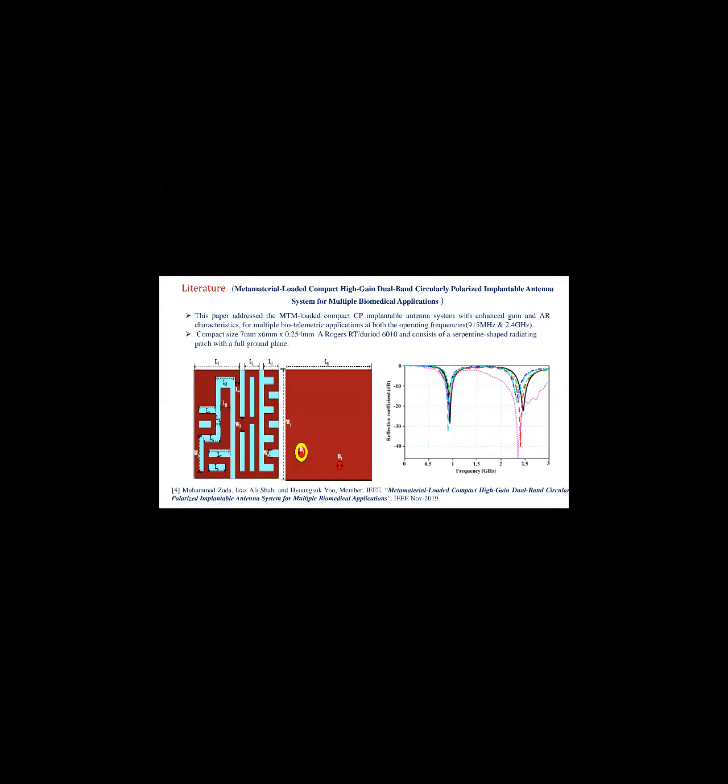Once the antenna is circularly polarized, the axial ratio characteristics should be analyzed. In this paper, they concentrated more on axial ratio and circular polarization. They can obtain the frequencies of 915 MHz and 2.45 GHz. Mostly they are working on dual band frequency applications.